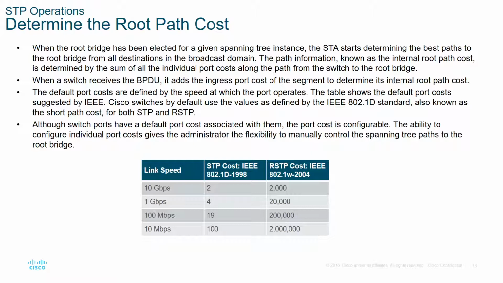The default port costs are defined by the speed at which the port operates. The table below shows the default port cost suggested by the IEEE. Cisco switches by default use the values as defined by the IEEE 802.1d standard, also known as the short path cost, for both the Spanning Tree Protocol and the Rapid Spanning Tree Protocol. Although switch ports have a default port cost associated with them, the port cost is configurable. The ability to configure individual port costs gives the administrator the flexibility to manually control the spanning tree paths to the root bridge. Now that's again another key point.